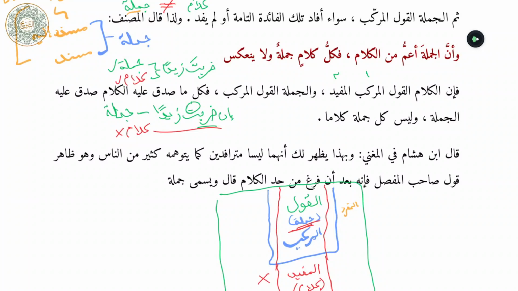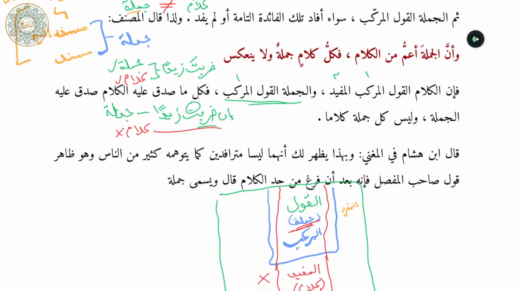And al-jumla, you only have one condition. It just has to be murakkab, ay tarkib isnadi. So jumla, you'll find it's more broad. You'll find it being applied in areas where kalam is not applied. But every time kalam is applied, jumla must be applied as well. وأن الجملة أعم من الكلام فكل كلام جملة. Every kalam will be a jumla.